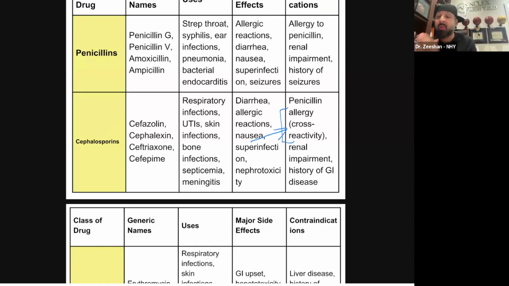10% cross reactivity, which means if you're allergic to penicillins, am I going to take a 1 in 10 chance that you're going to be okay with cephalosporin, knowing that you can have an anaphylactic reaction? Am I taking that chance? No. 10% is a lot. 1 in 10 people can die. That's a high mortality rate, in my opinion, right? 10%. So what are we going to do?